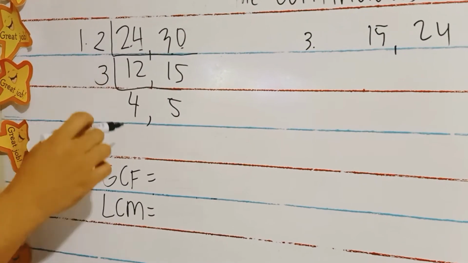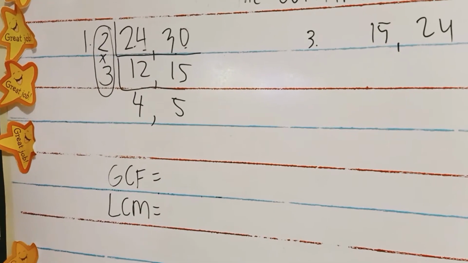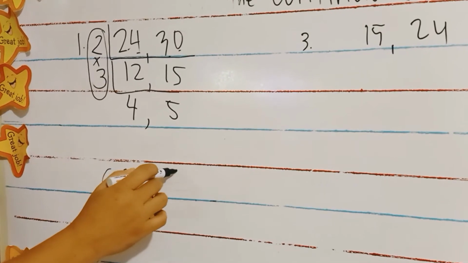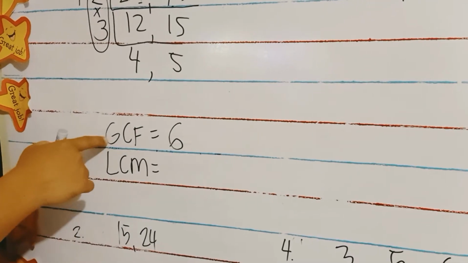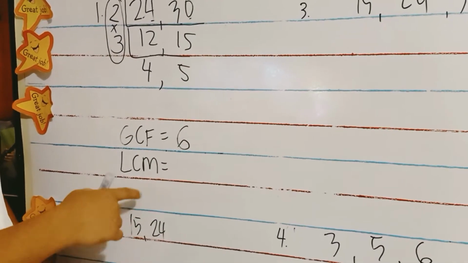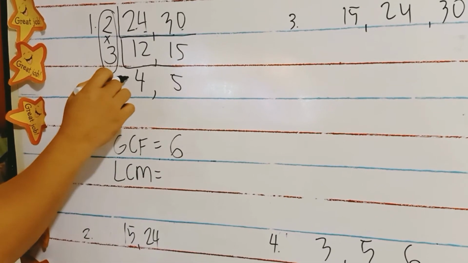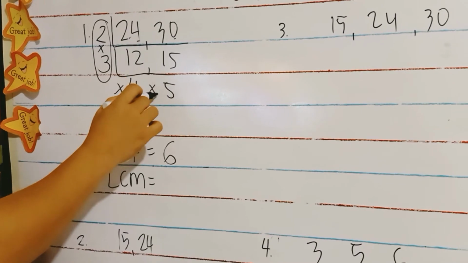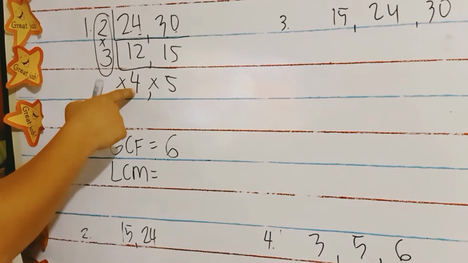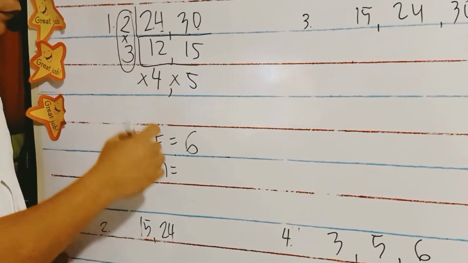So para makuha natin ang GCF, we will just multiply itong dalawang number na nasa gilid. So 2 times 3 is 6. Therefore, the GCF of 24 and 30 is 6. Now, paano naman natin makukuha yung LCM? So we will just multiply lahat ng natira: 6 times 4 times 5, or 6 times 5 muna is 30. 30 times 4 is 120.